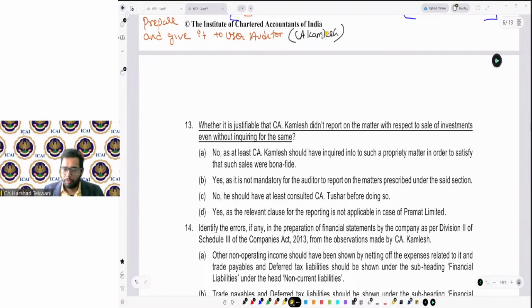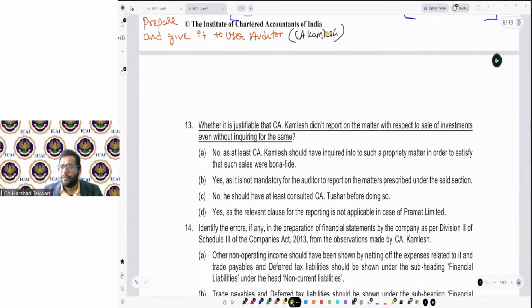Here, some of the answers are saying it is justifiable. Some of you are saying it is not justifiable. Now, coming to this particular question only. When it is required to be reported, that is very important. When it is required to be reported, it's very important to understand from that point of view. Now, what does provision 143(1) talk about?